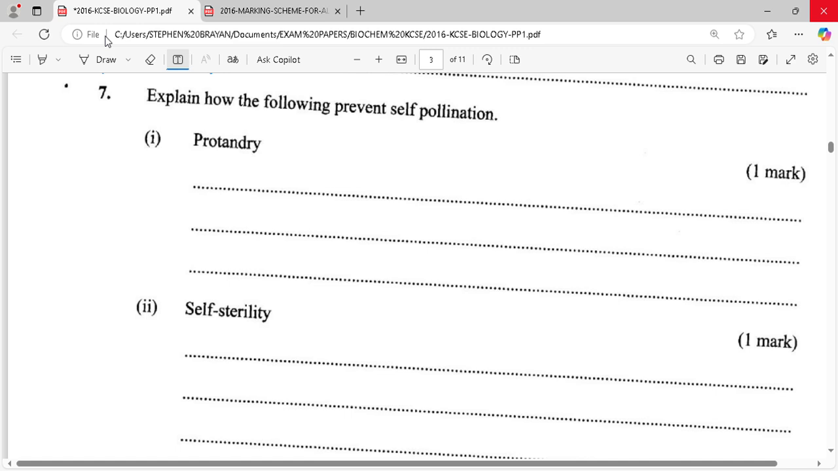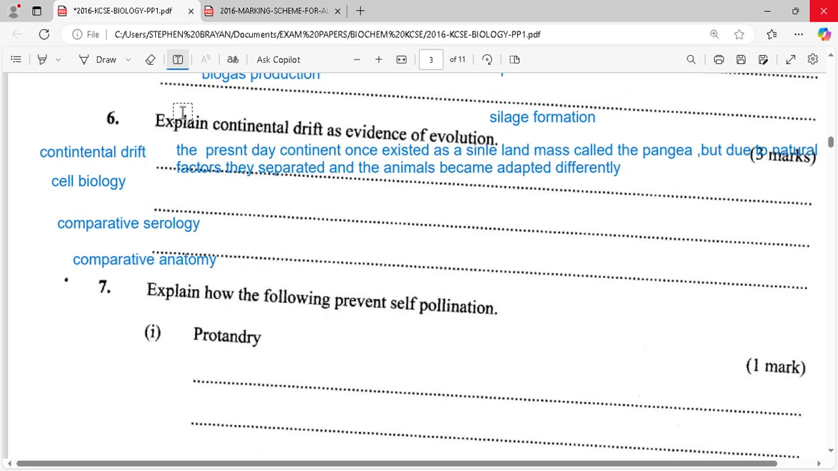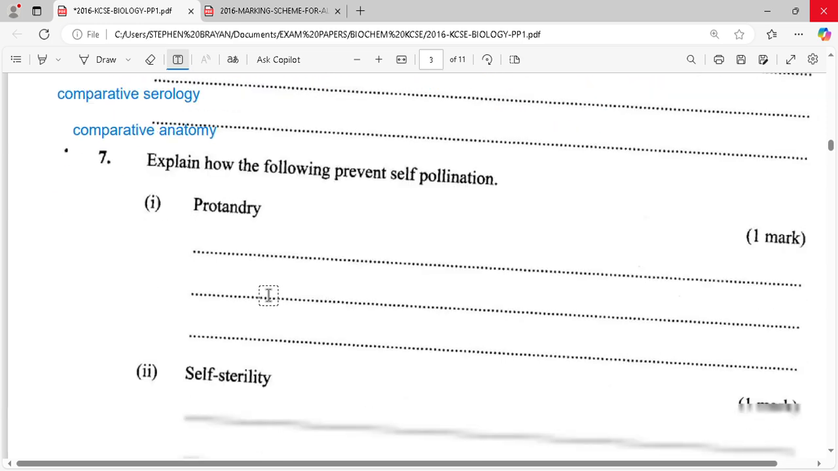This is going to be the third part of our KCSE 2016. We reached question 6, so I'm going to start from question 7. Question 6 was talking about evidences of evolution. Question 7 is going to talk about the factors that hinder self-pollination. I'm going to start by noting these factors because they're very important, so we have to know them.